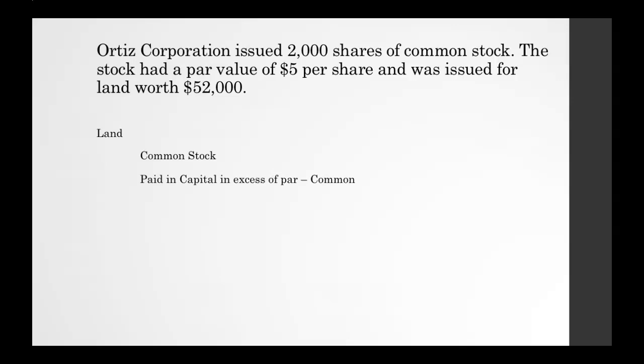And then once again, we're going to be dealing with our paid in capital in excess of par account. So our land was worth $52,000. So we'll debit our land for $52,000. Common stock, we're going to be taking our number of shares times our par value. So 2,000 times 5 gives us that 10,000 again. And then we need to make our debits and credits equal, right? So we need to credit our paid in capital in excess of par for $42,000.